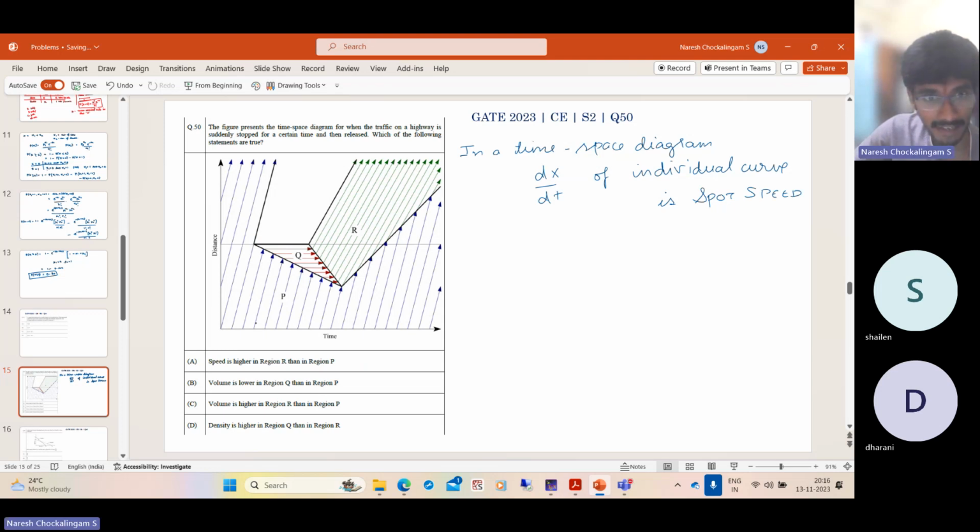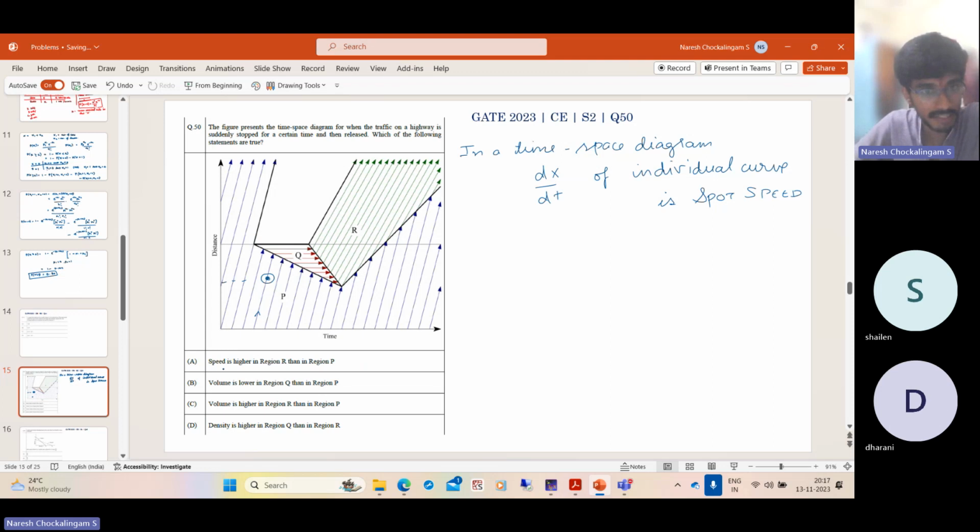So if you take this vehicle, it goes from here, it goes here, and then it goes here. So if you are interested in that spot speed, you take one point x comma t and then take the slope of the curve at that point. So that is the spot speed. So dx by dt of the individual curve in this space-time diagram is the spot speed. Other quantities we can actually find out as we'll see.